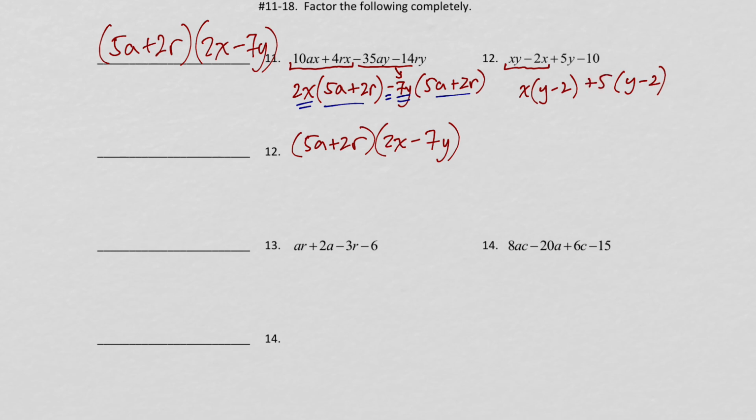Just double check that it works. 5 times this is 5y, 5 times that is that. Now pull out the y minus 2, and I'll be left with x plus 5.